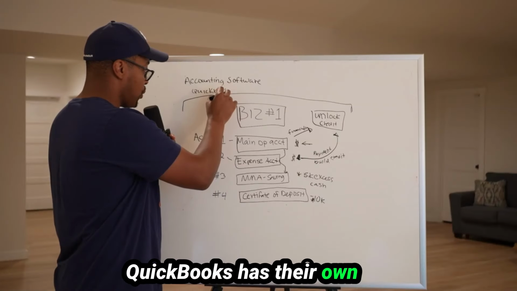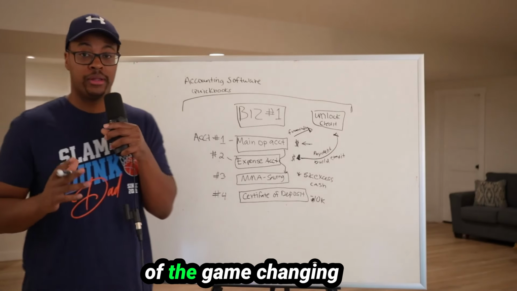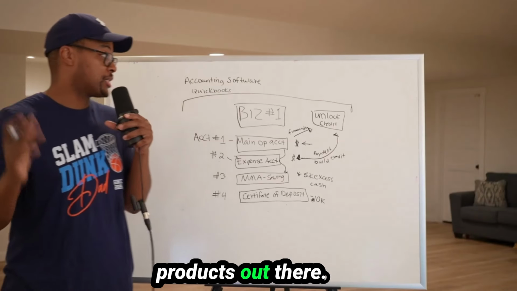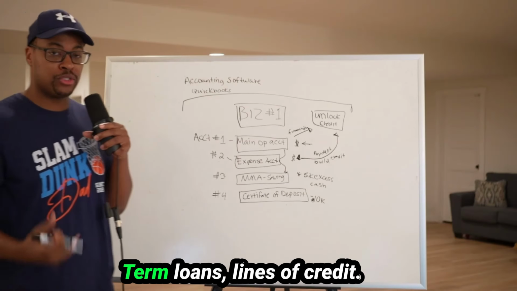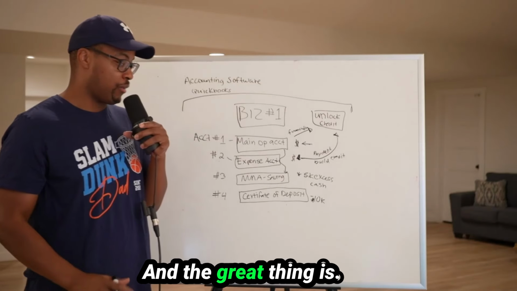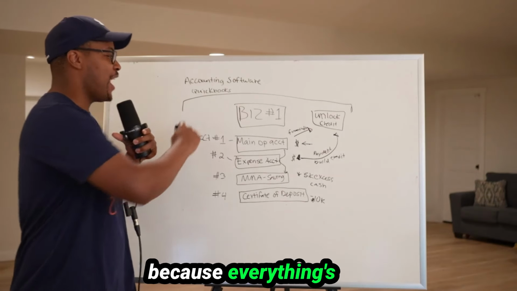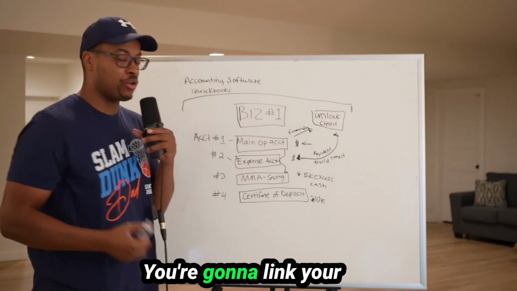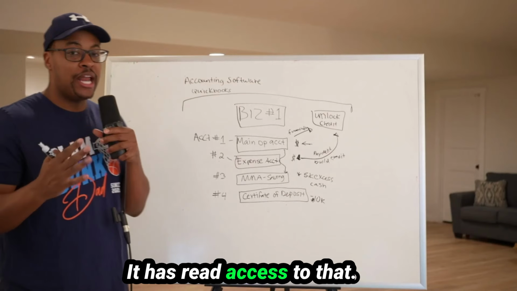QuickBooks has their own in-house funding through QuickBooks Capital. And actually, this is one of the game-changing products out there. I've been able to get hundreds of thousands through QuickBooks Capital, term loans, lines of credit. And the great thing is you don't have to provide any paperwork because everything's already tracked, right? You're going to link your credit card accounts, your bank accounts. It has read access to that.